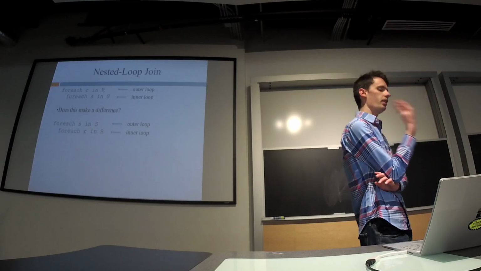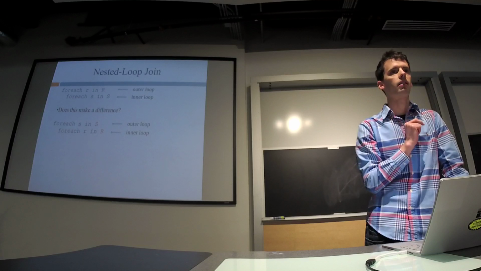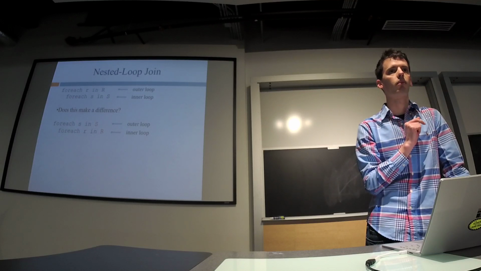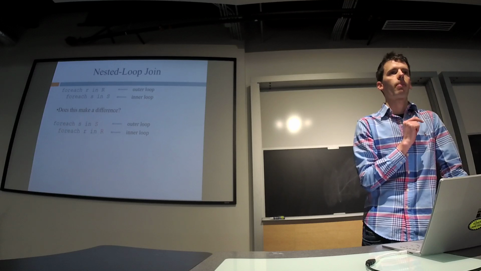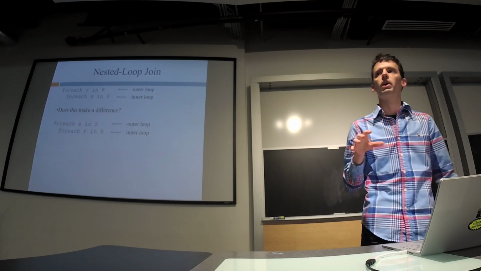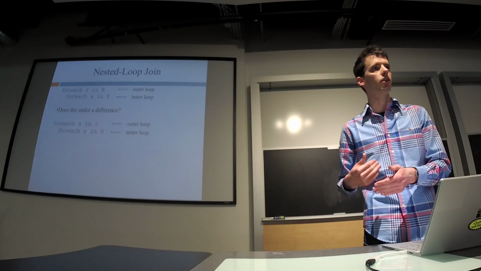But in a database, so think of what is special about a database. Is this going to make a difference? You're loading each page in R times the number of rows in S, which is smaller than each page in S times the number of rows in R. So, right, we are kind of rearranging how frequently pages get evicted and re-brought into memory.